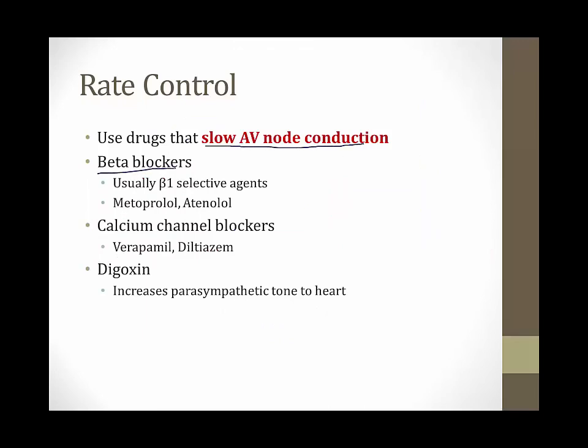Beta blockers that are used are usually beta-1 selective agents like metoprolol and atenolol. The calcium channel blockers that are used are those that affect the AV node conduction like verapamil and diltiazem. And then finally, digoxin is used in some cases. It increases parasympathetic tone to the heart and thus slows conduction through the AV node.